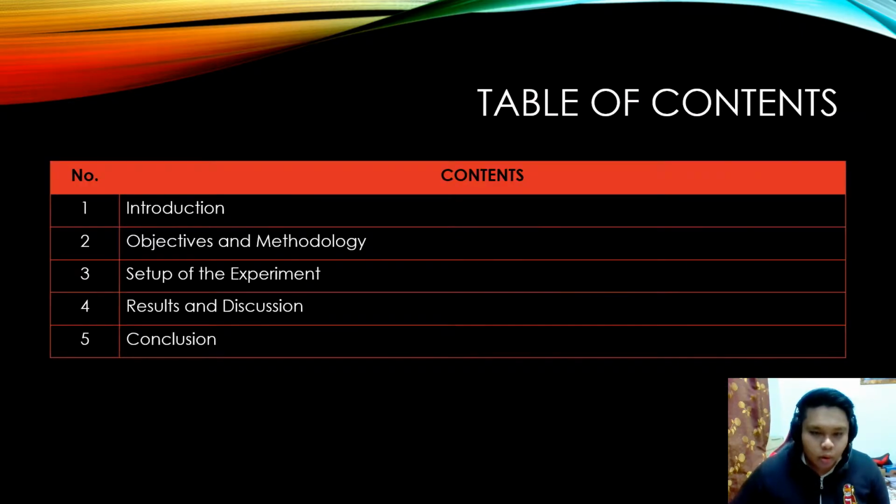So firstly, we will go to the introduction and we'll look at the objectives and methodology, setup of the experiment, results and discussion, and then conclusion.